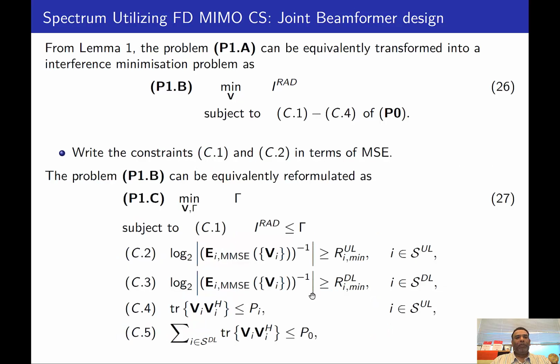So the problem of maximizing the probability of detection turns out to be of this form now, minimizing this capital gamma. The radar interference is upper bounded by this gamma. So the rate constraint, we now write as the mean square error constraint here. These are the rate constraints, these are the power constraints here.